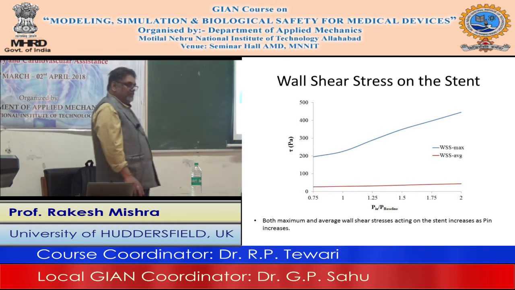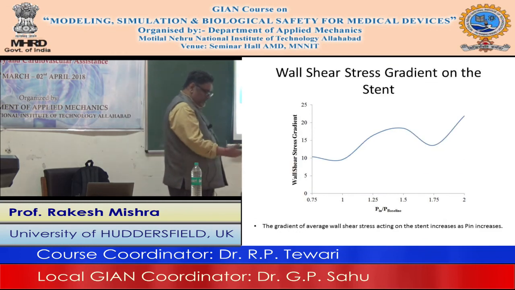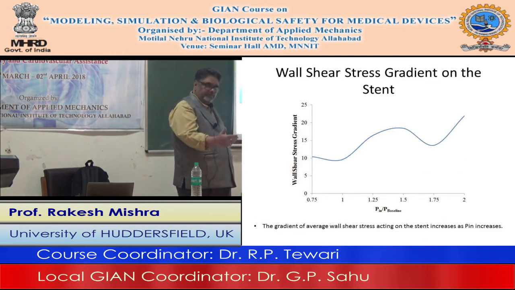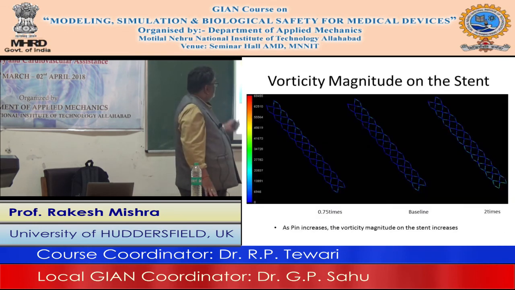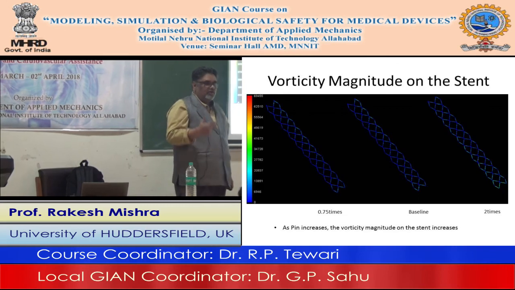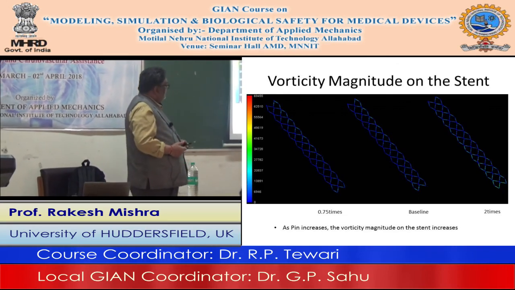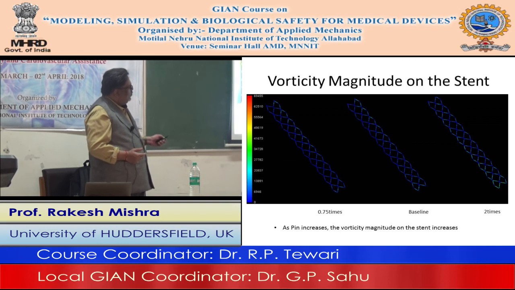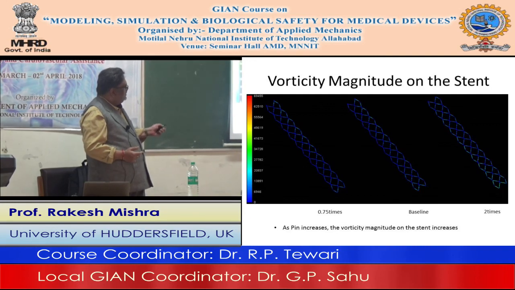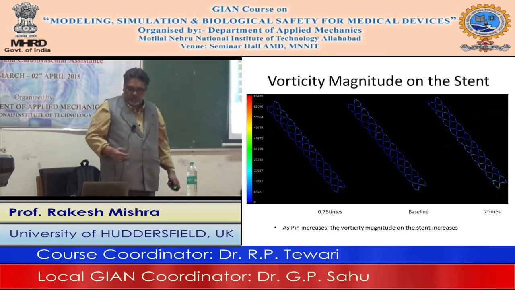There are some other parameters. Ultimately, a stent is an obstruction to the flow. Okay, so separation of flow may take place. So what we have calculated here is the vorticity, because of the three-dimensionality of the flow caused by the stent, and it is much higher when the inlet pressure is very high. It's okay at the baseline condition, and it is very small at the low condition.